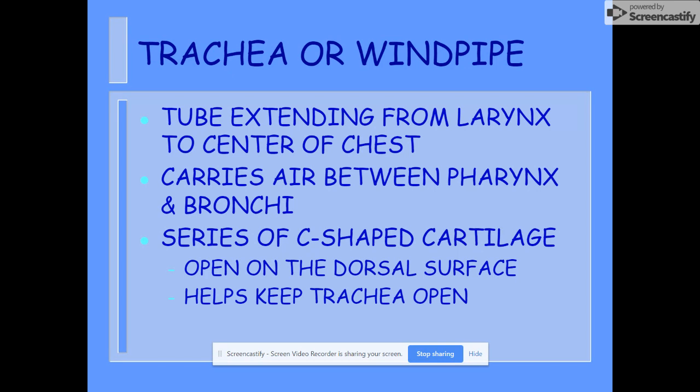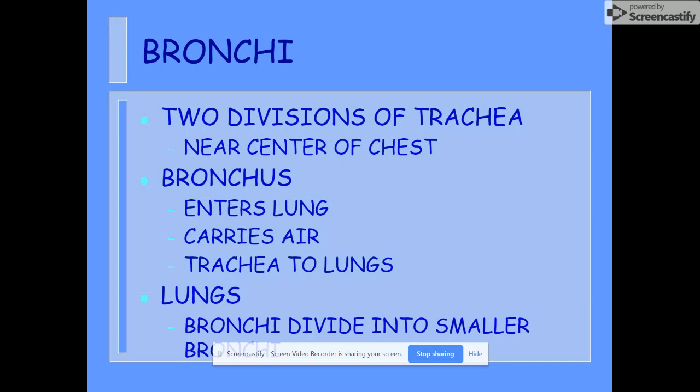The cartilage is also what helps keep your trachea open. The bronchi are 2 divisions of the trachea. They branch off near the center of the chest. The bronchus will enter the lung, carries the air in the trachea, and it attaches the trachea to the lungs.